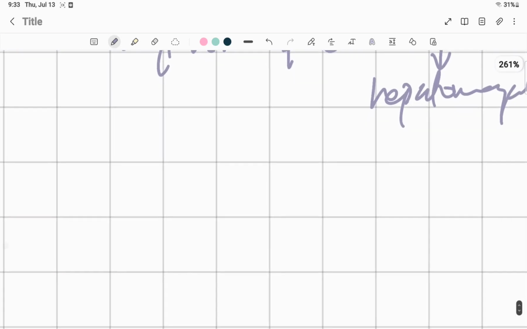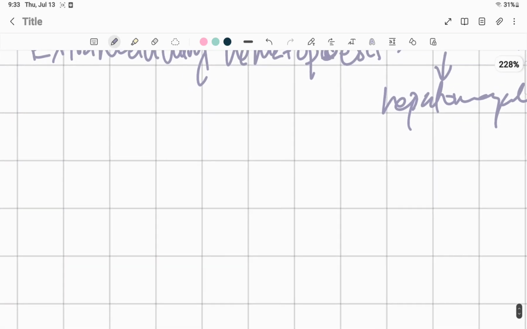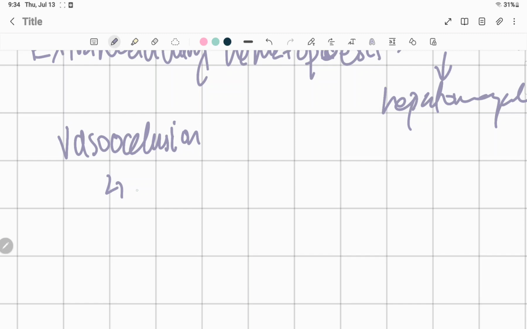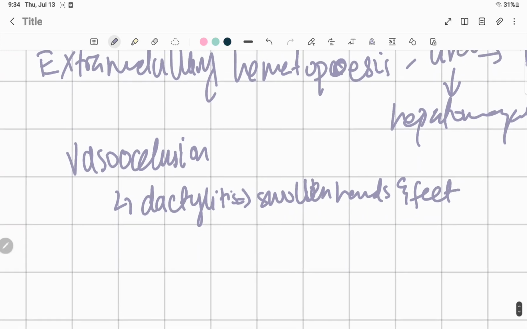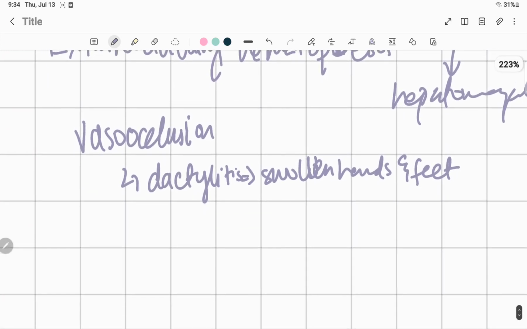Now, as I told you above, there is going to be risk of vaso-occlusion. So there are certain signs, certain other conditions that you're also going to see because of vaso-occlusion. The first one is dactylitis. Dactylitis is swelling of hands and feet. So swollen hands and feet. Okay.